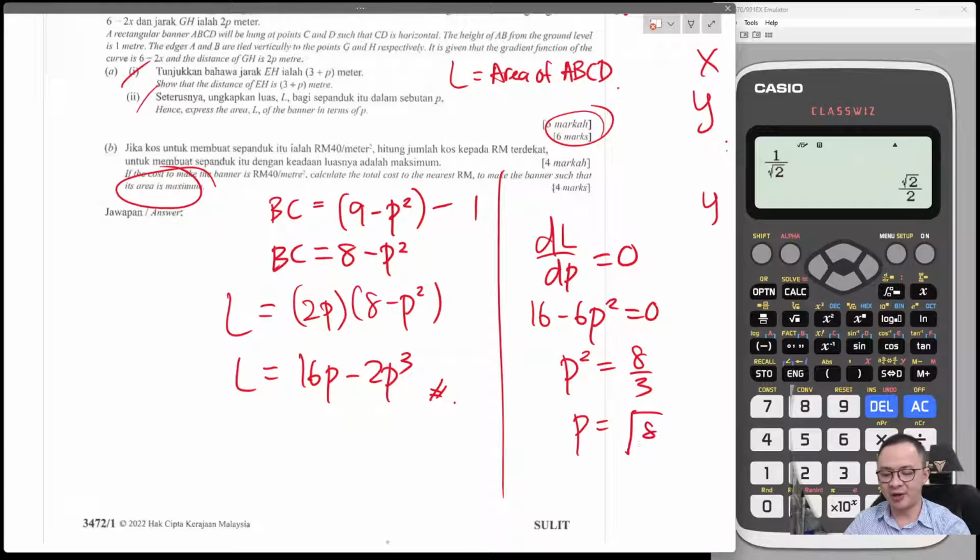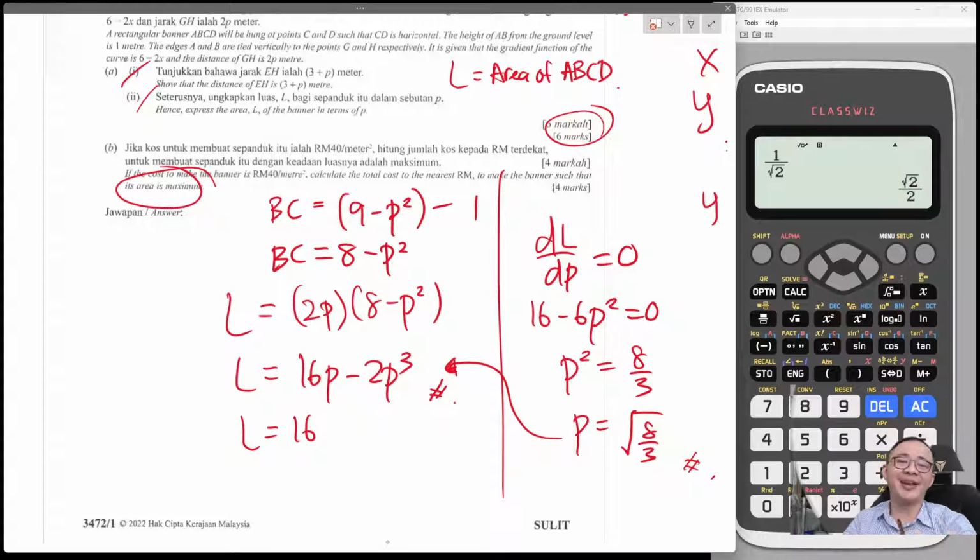P is square root 8 over 3. So after I got the p here, am I finding p now? No. I want to know what is my maximum area. I'm finding area. So after you got a p, you must sub back to the original equation to find the area. Because each meter square, they will charge 40 ringgit.